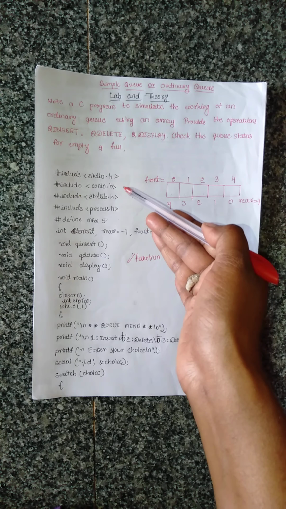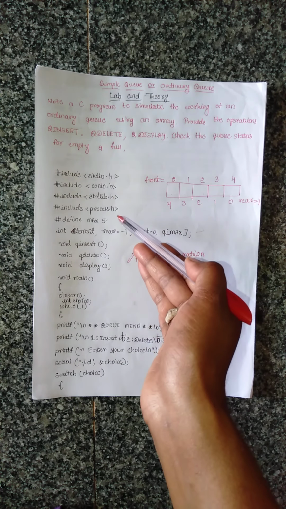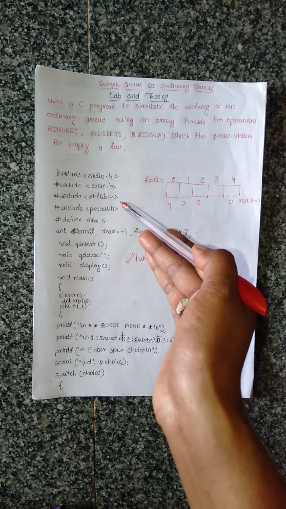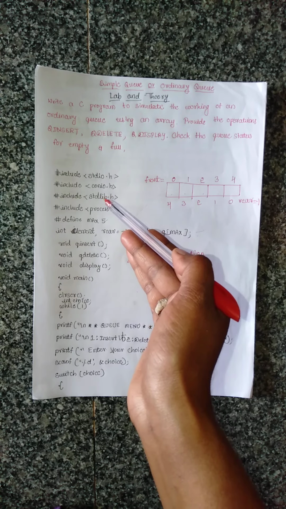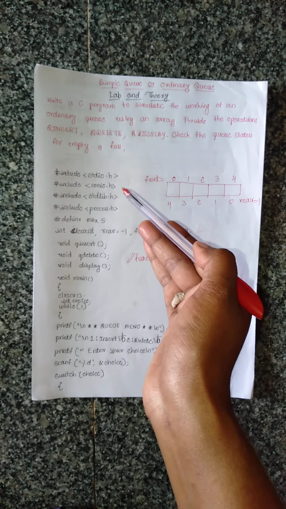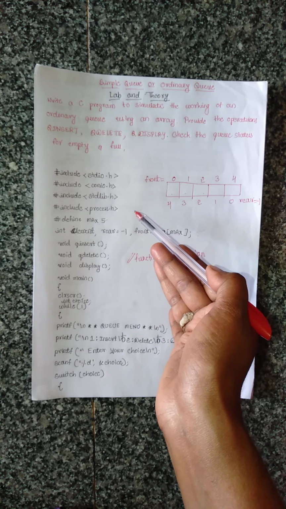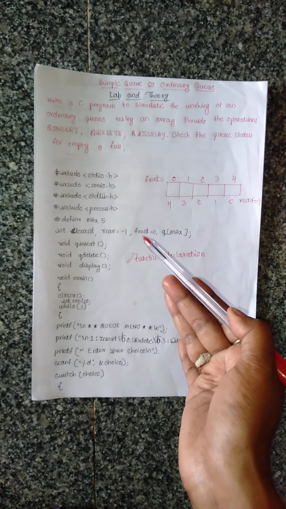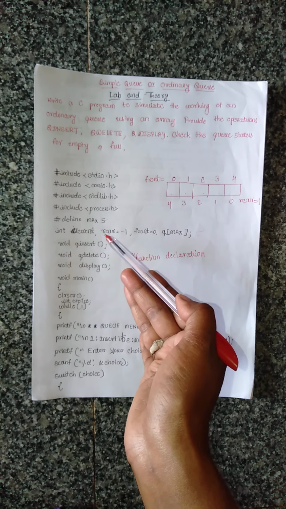In this case we are taking one example. I hope you already know why we are taking header files. Here I am taking 4 header files. The first one is stdio.h, where h means header file, then conio.h, stdlib.h, and process.h. Then we also define the size of the queue by using an array.